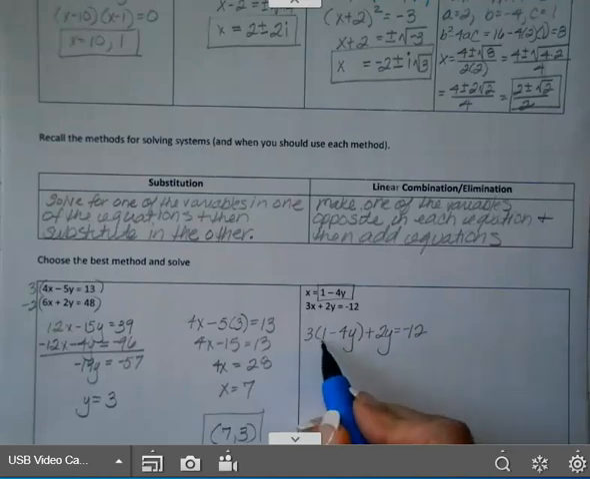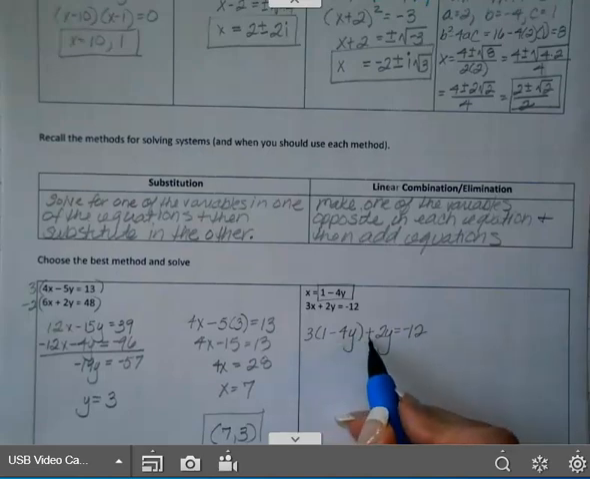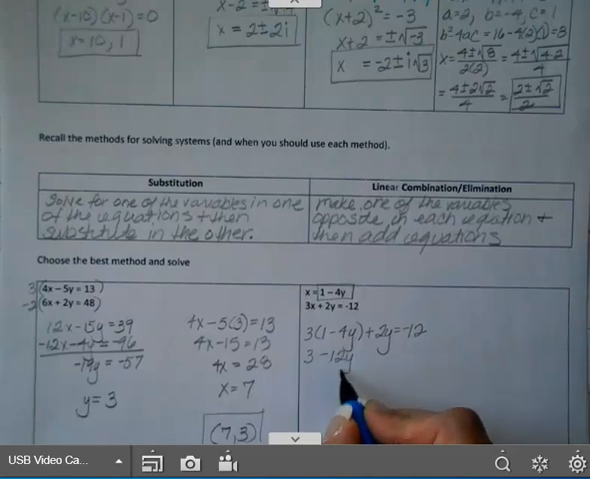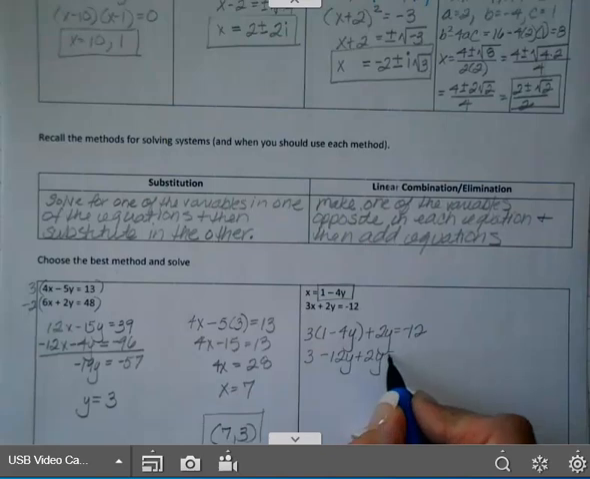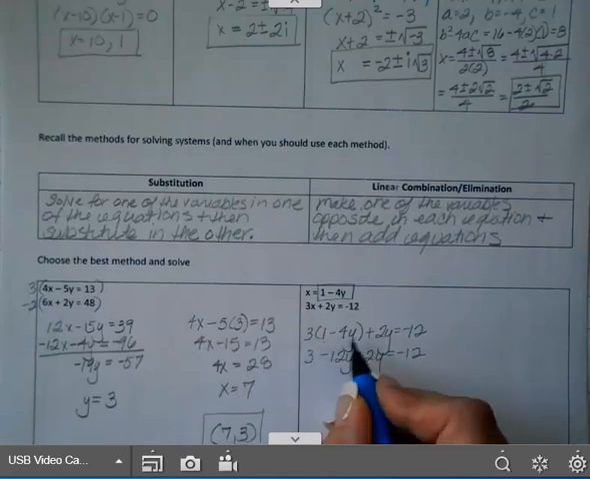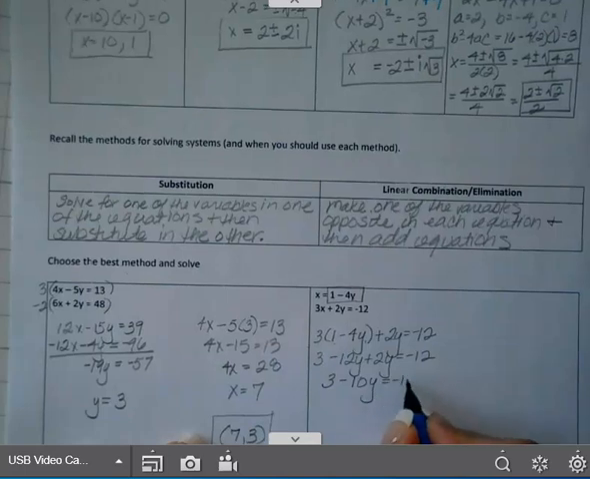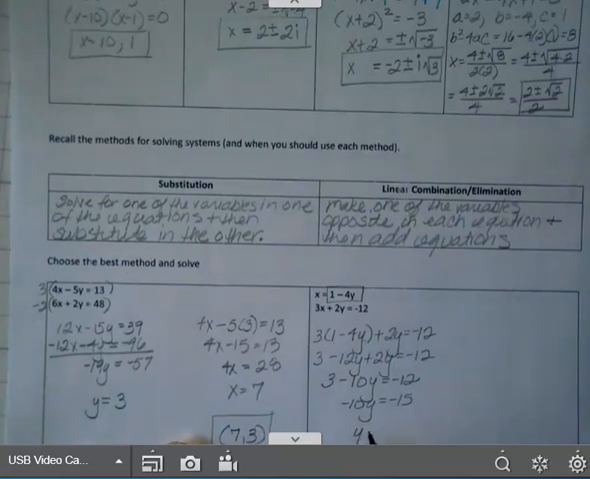So this is 3, and instead of x, I used 1 minus 4y plus 2y, and that's equal to negative 12. So this becomes 3 minus 12y plus 2y equals negative 12. I distributed my 3. Now I'm going to collect my like terms. So 3 minus 10y equals negative 12. Go ahead and subtract 3 from both sides. So negative 10y equals negative 15. And divide by negative 10, and y is equal to 1.5.